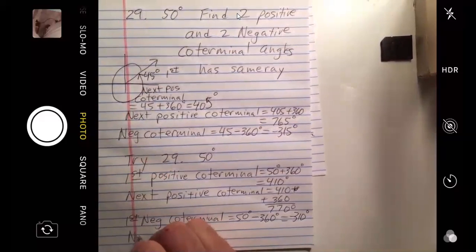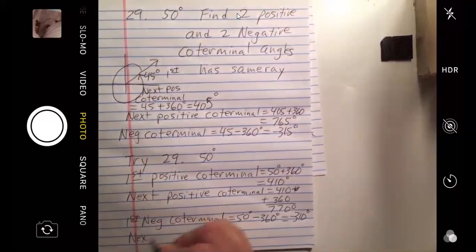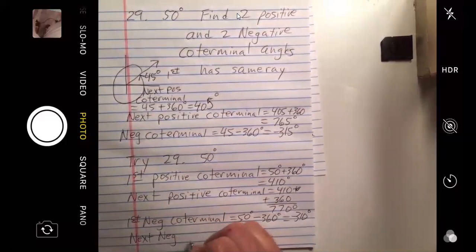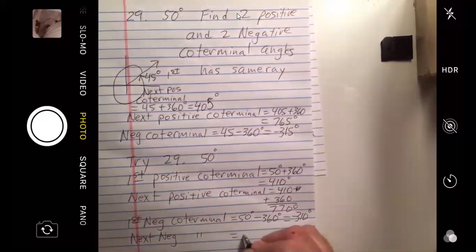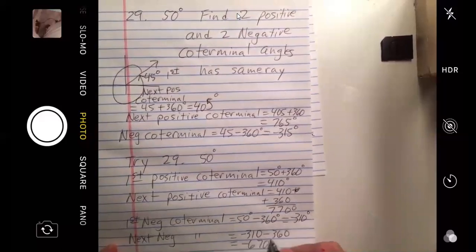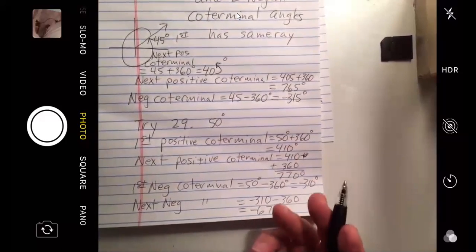Next, if you wanted two positive and two negative, the next coterminal angle would be negative 310, subtract 360, negative 670. You may or may not get the answers in the book, depending on which direction you go around. You can get other answers that are correct that are not in the back of the book.